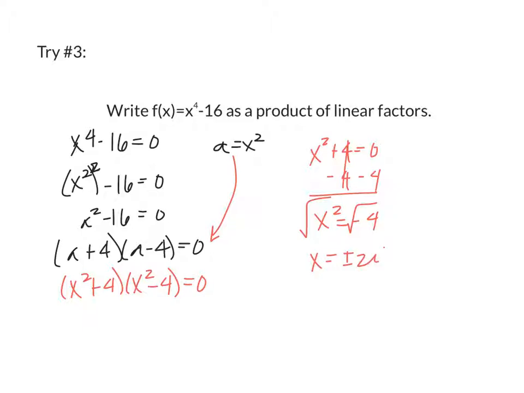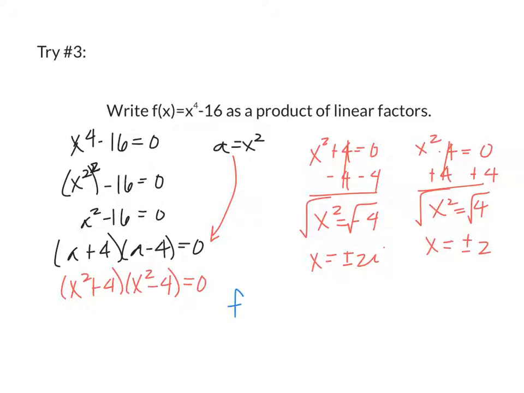Okay? And then from there, we have this x squared minus 4 equal to 0. If we add 4, you get x squared equal to 4. Take the square root. And again, I could have done difference of squares, but it's the same thing. This will equal plus or minus 2. So we have to take these zeros and write them as factors. So that would be, as a final answer, f of x equal to x plus 2i, x minus 2i, x plus 2, and x minus 2.